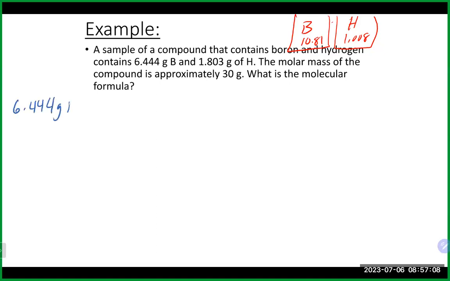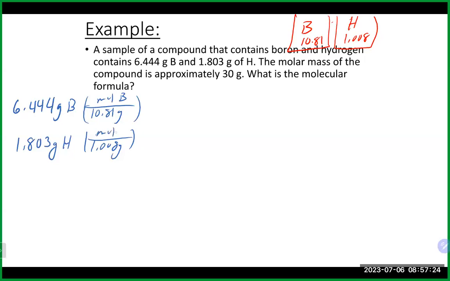6.444 grams of boron. We'll go to the periodic table, 10.81 grams per mole for boron. We're going to do the same thing for our hydrogen, 1.803 grams of hydrogen divided by the molar mass of hydrogen, 1.008 grams per mole. All right, so we got 6.444 divided by 10.81.